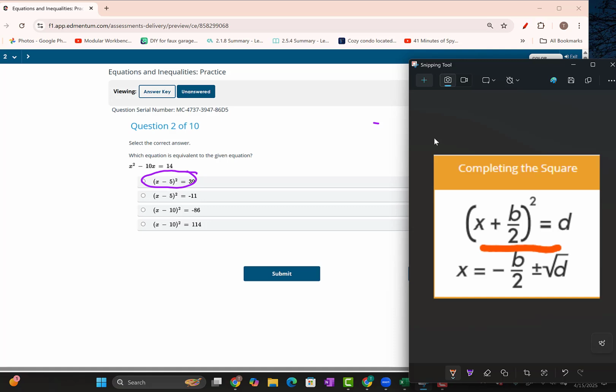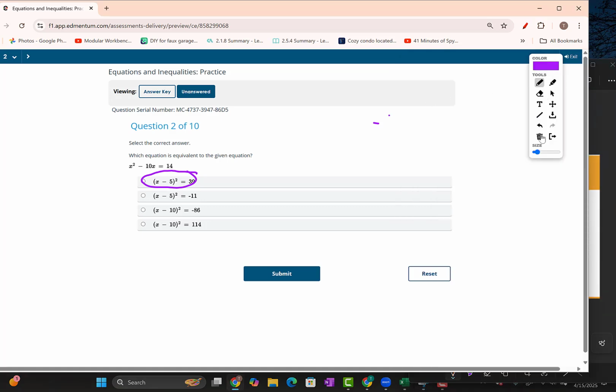X plus some number squared equals some other number. So that means the process for this problem is we need to convert the original problem, x squared minus 10x equals 14, to the more condensed form we see in our answer choices. That's obviously one way to solve this problem, and that's the way I'm going to tackle. So the first step in completing the square is we need the problem to be in ax squared plus bx equals c form. We're all set there. We're already in that format.